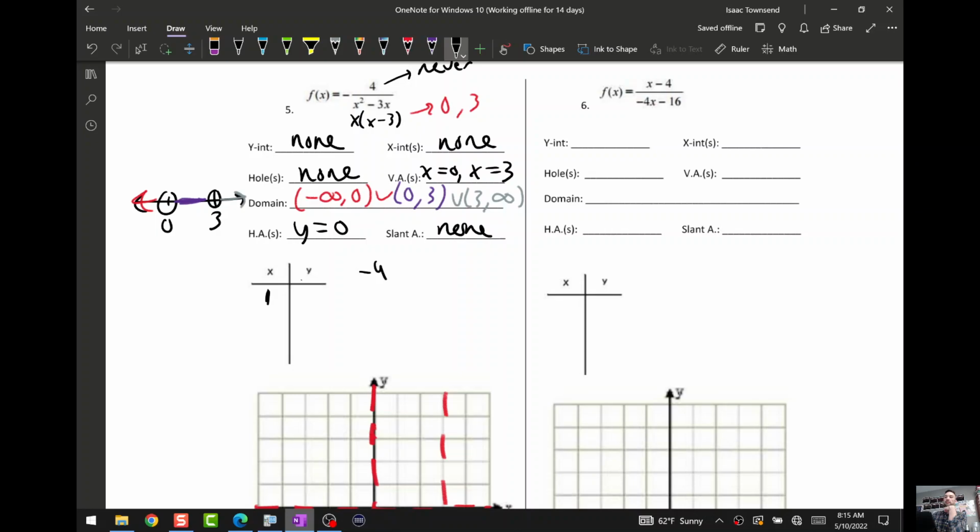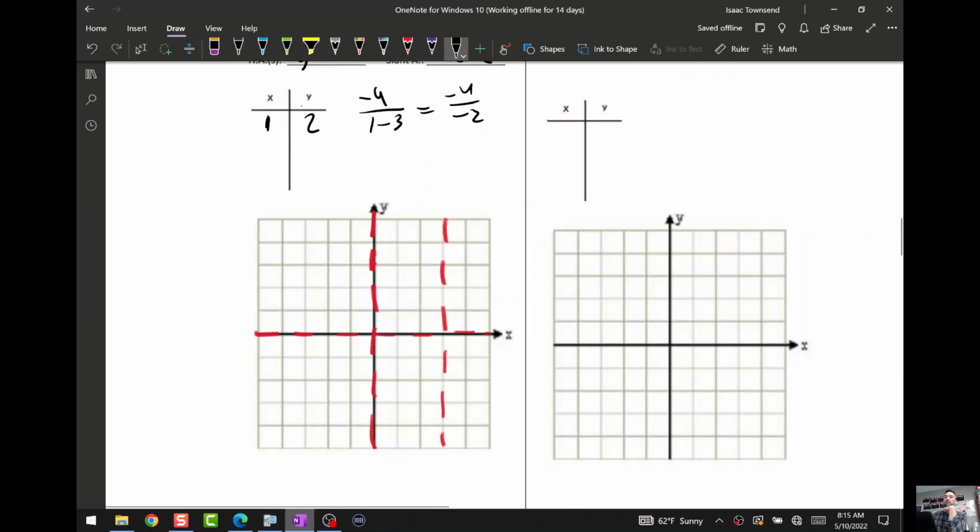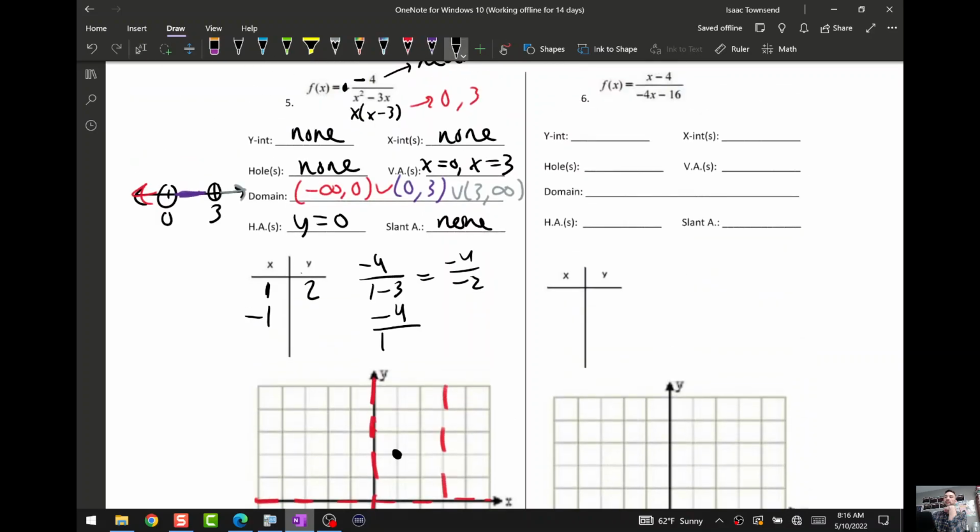So don't lose this negative sign either. I'm just going to move it up here so I never forget about it. That would be negative 4 over 1 minus 3, which is 2. So our graph should have the point 1, 2. Okay, unfortunately 1 point is not going to be enough here, so maybe I'll try negative 1. So negative 4 over 1 plus 3, which would be negative 1.